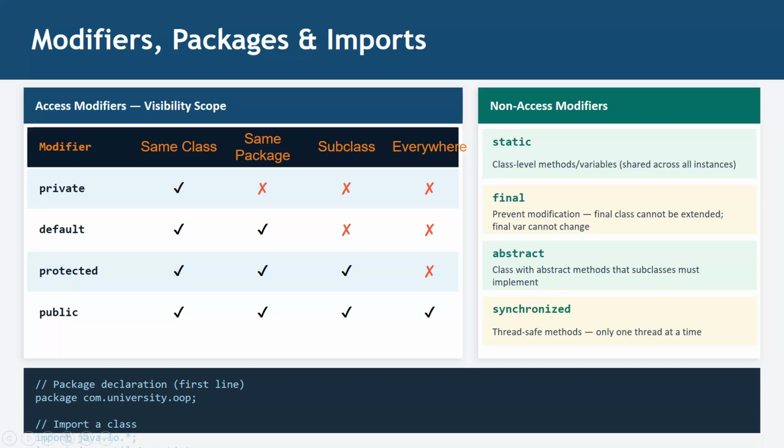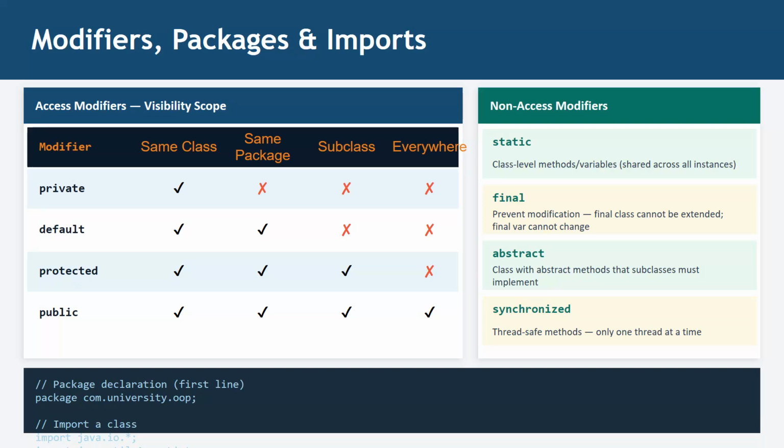Now, we have these access modifiers that handle the visibility scope: private mode, default mode, protected mode, and public mode. When you're using private, it can be accessed only by the same class, but not the same package, subclasses, or everywhere else. It cannot be seen. When it is default, it can be seen within the same class and within the same package, but it cannot be seen through the subclasses and everywhere else.